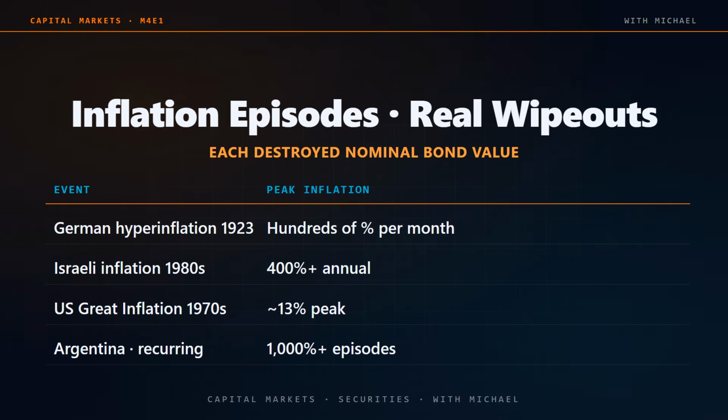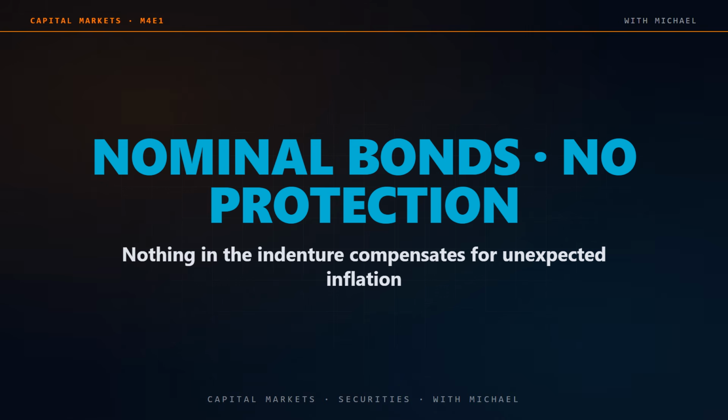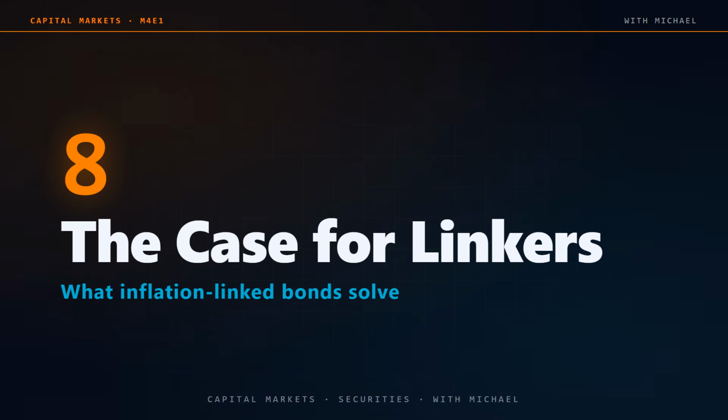The Argentinian inflation episodes of the 1980s through the present have repeatedly destroyed the real value of peso bonds. These episodes are not historical curiosities. They are reminders that inflation risk is real and consequential, and that nominal bonds offer no protection against it.